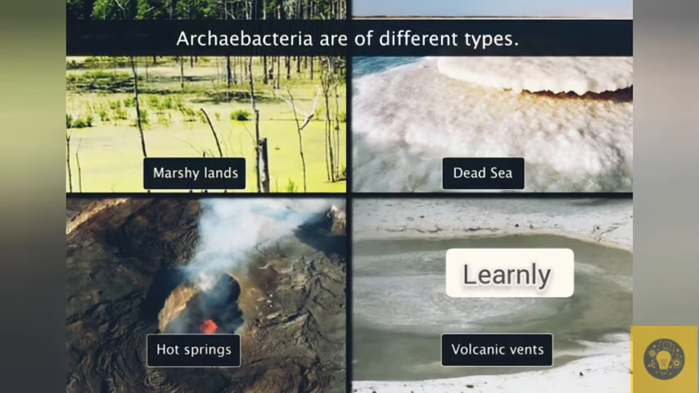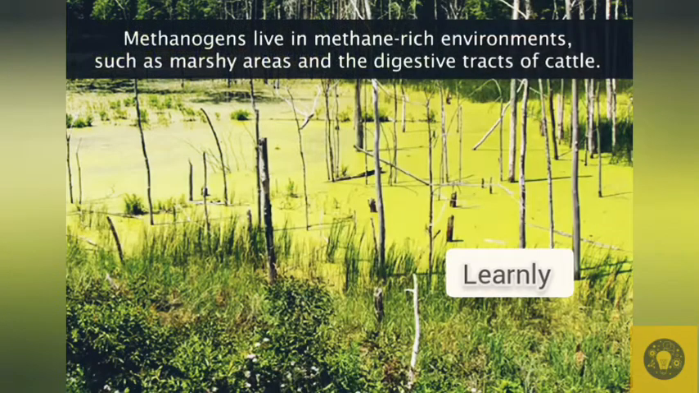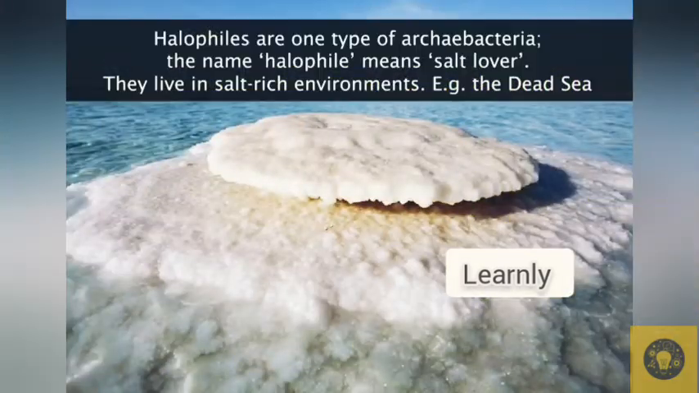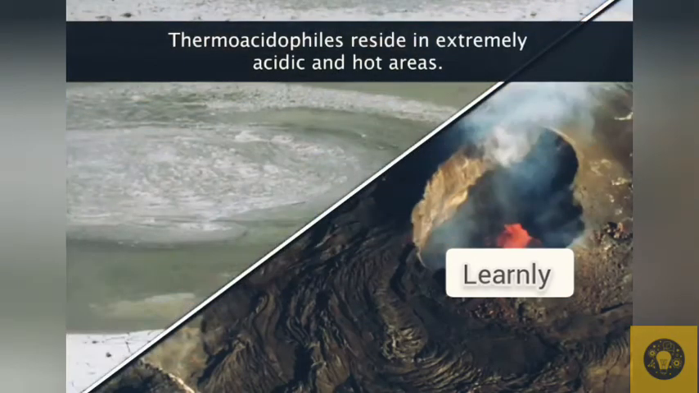Based on their habitats, Archaebacteria can be of different types. Methanogens live in methane-rich environments, such as marshy areas and the digestive tracts of cattle. One group of Archaebacteria are the halophiles. The word halophile means salt lover. They live in areas that are extremely high in salt content, for example, the Dead Sea. Thermoacidophiles reside in areas that are extremely acidic and hot, such as hot sulfur springs and volcanic vents.